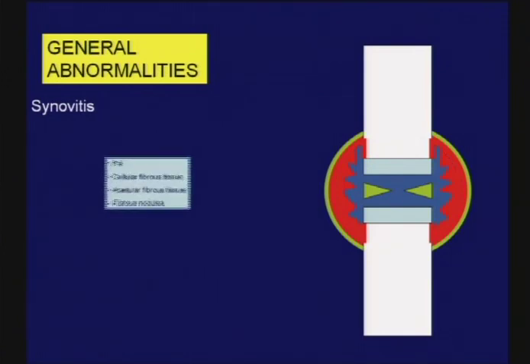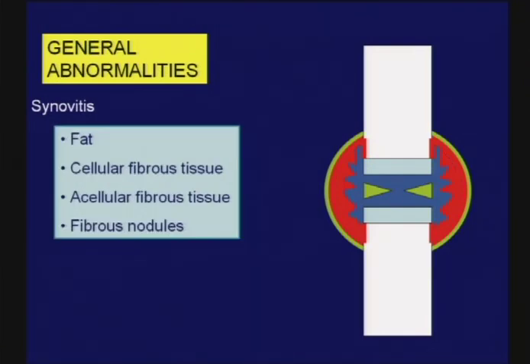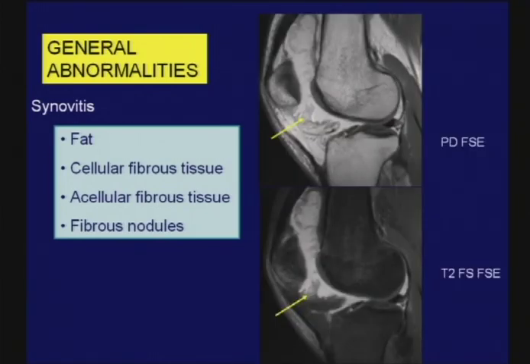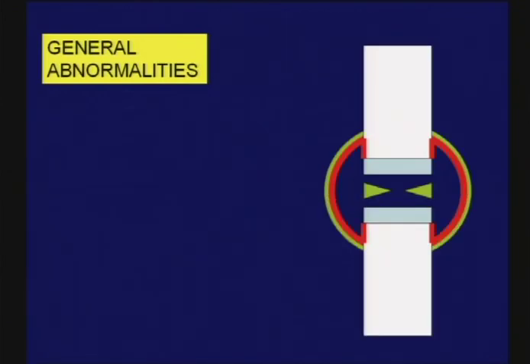Synovitis is something that we can study with MR imaging, and the signal intensity characteristics of the process will vary according to the tissue that is within the diseased synovial membrane, with 4 major types of tissue: fat, cellular fibrous tissue, acellular fibrous tissue, and fibrous nodules. What we look for when we study the diseased synovial membrane is not only the signal intensity of what is in there, but this hypertrophy, this irregularity, the fronds and diverticuli that extend into the lumen from the enlarged synovial membrane, well shown in this particular case.